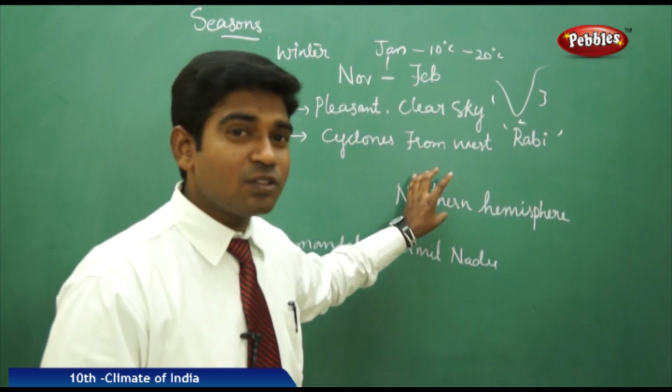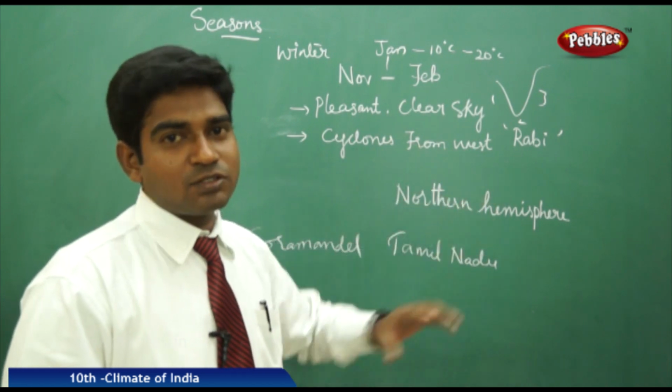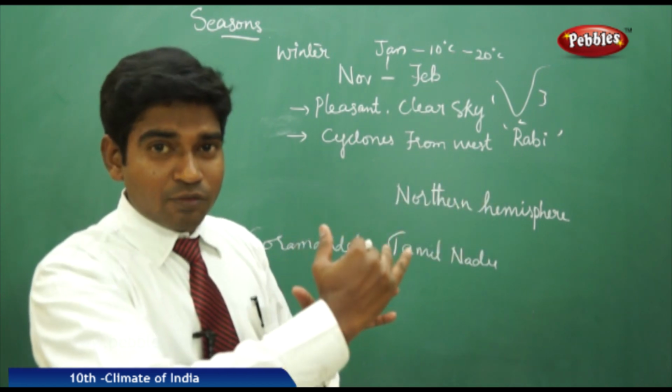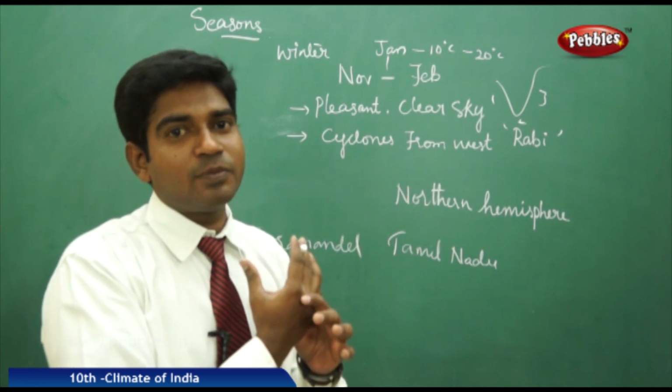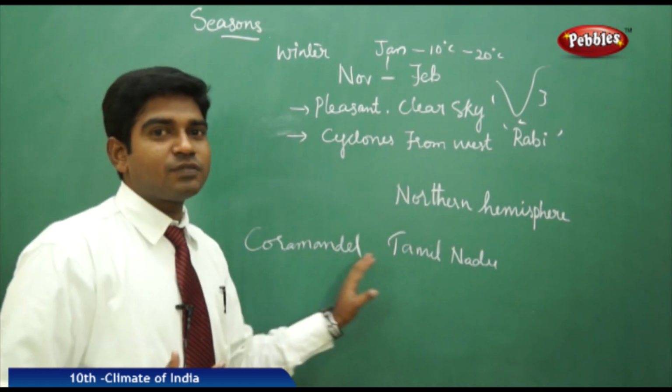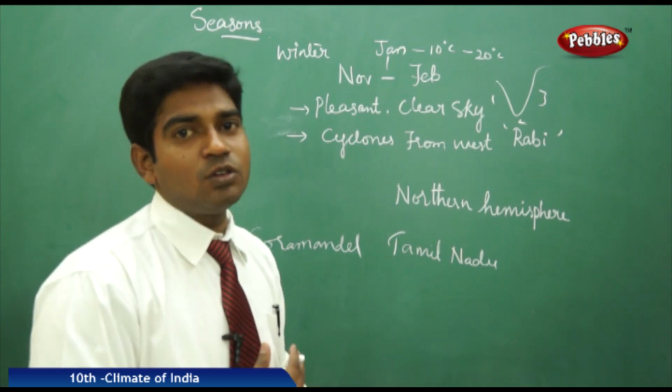And because of the influence of the northern hemisphere and the Mediterranean Sea coast, whatever we get moves on from the Bay of Bengal, carrying the moisture it collected from the Bay of Bengal, and touches the Coromandel coast of Tamil Nadu. They rain in the Tamil Nadu region.